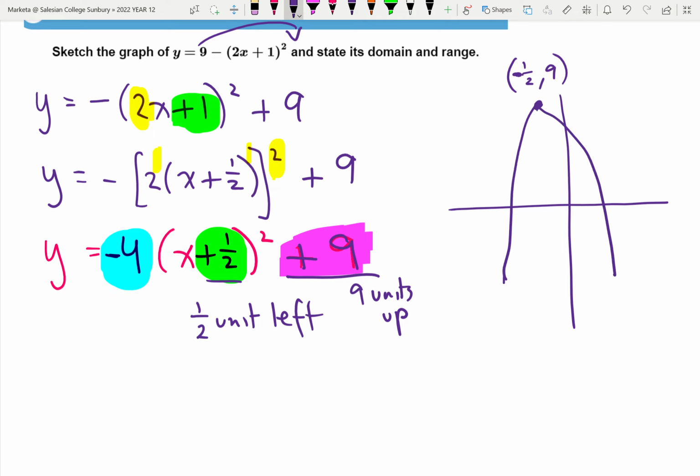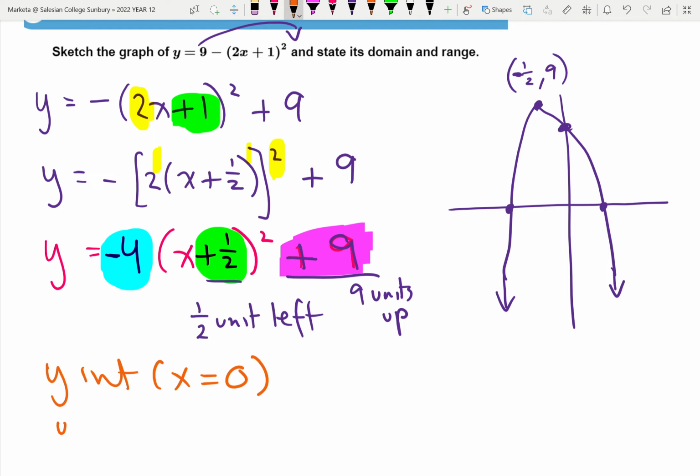It's going to be something like this. So we're almost there. The things we want to include are the turning point, which we've got, but we also want to include the y-intercept and the x-intercepts. So we will find that. I'm going to do the y-intercept first, which is, of course, easier.